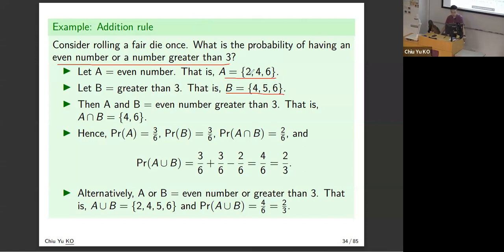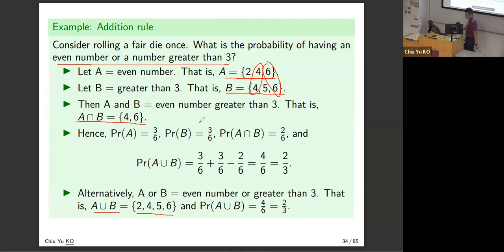So what is the union? Just write everything there: 2, 4, 5, 6. It's 4 over 6, so you can do it directly. But let's illustrate how you can do this. Now suppose we do the intersection. The intersection is finding the common elements. Only 4 appears in both, and 6 appears in both. This is how you get the 2 elements here.